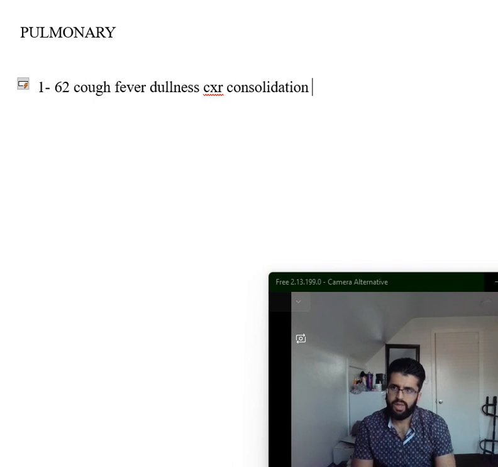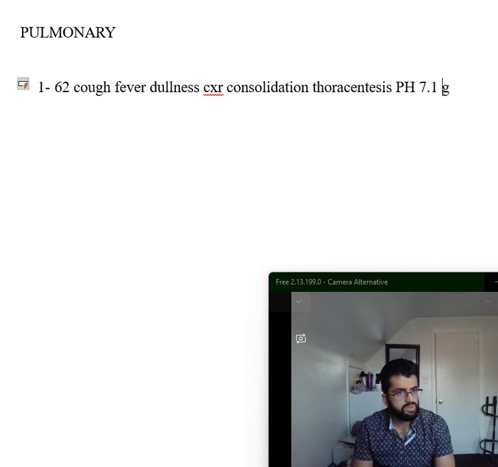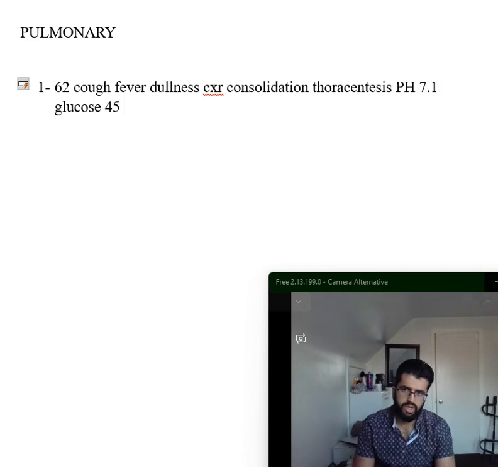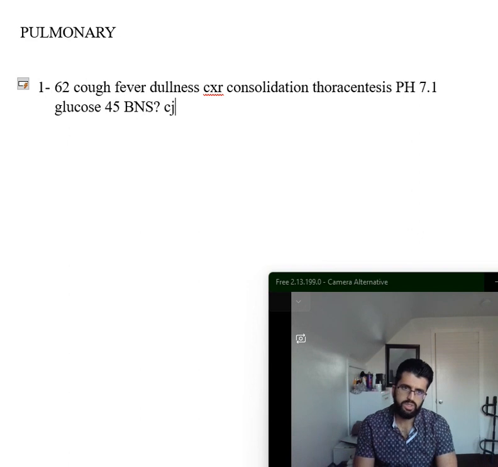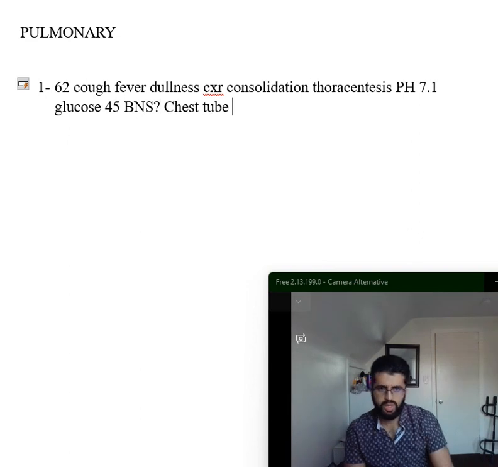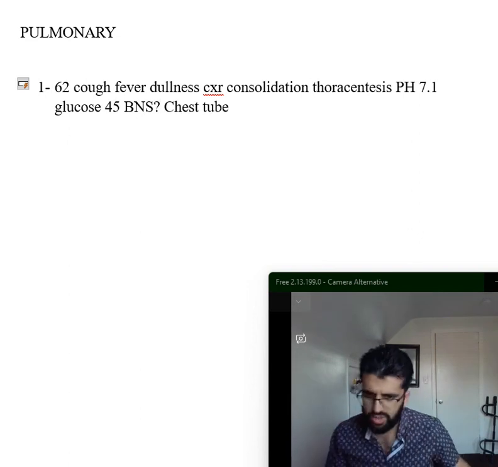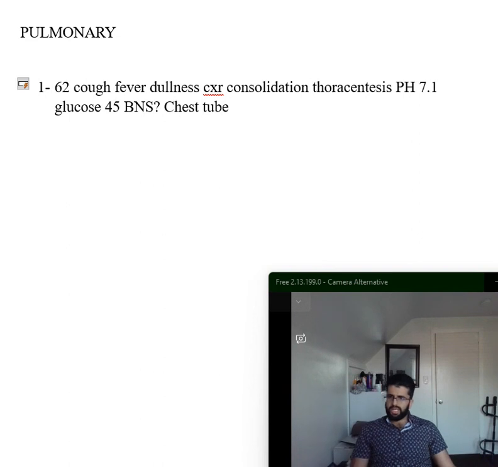And then you do thoracentesis, which shows a pH of 7.1, glucose 45. So this is kind of concerning, all right? This is actually diagnostic. So what do you want to do for this situation? The best next step would be chest tube. Okay, and that brings us to the discussion, what's the difference between complicated and uncomplicated parapneumonic effusion?